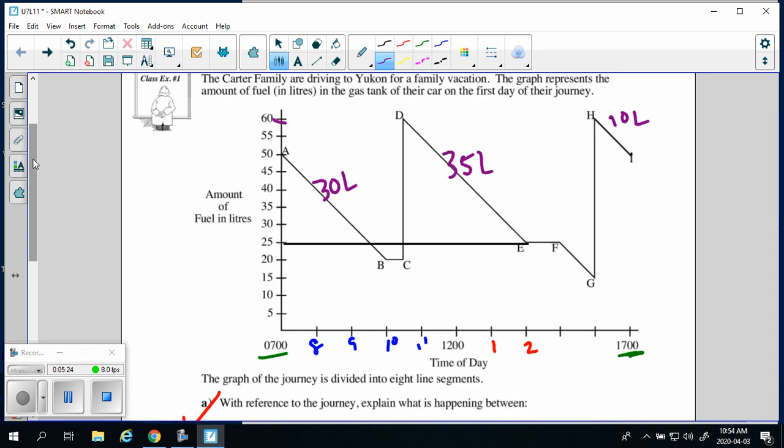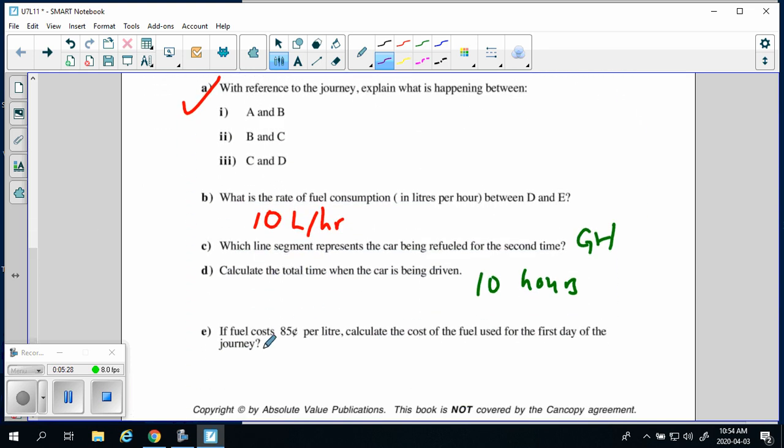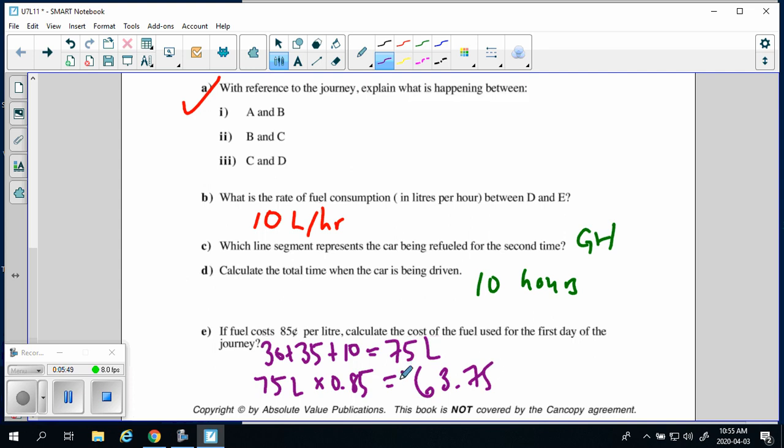So what we have to do then is add those up, 30, 35, and 10, and we can figure out 75 liters was used. So 75 liters times 85 cents per liter ends up being $63.75 used in gas. That's not how much they spent at the pump, that's how much money's worth of gas they used.